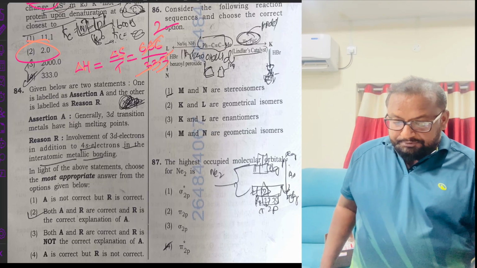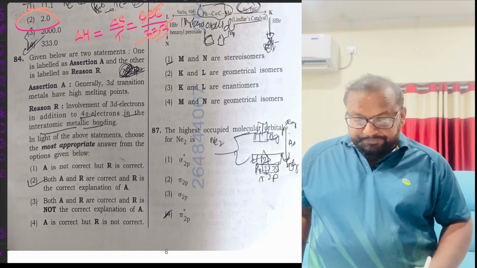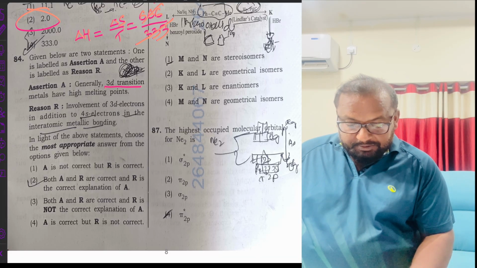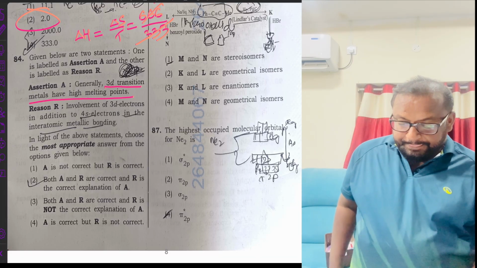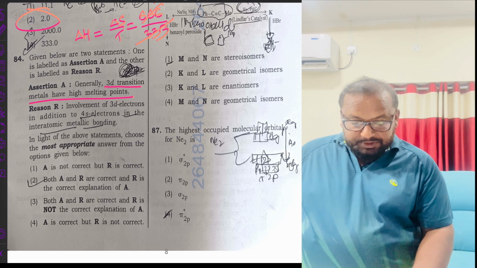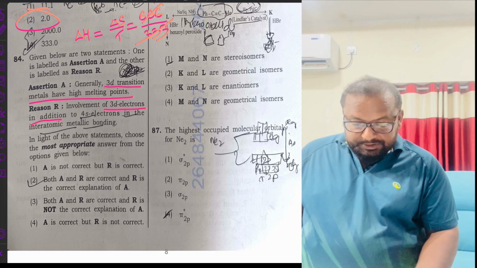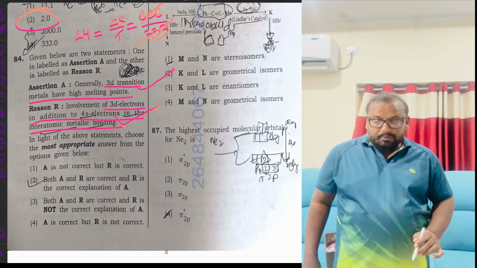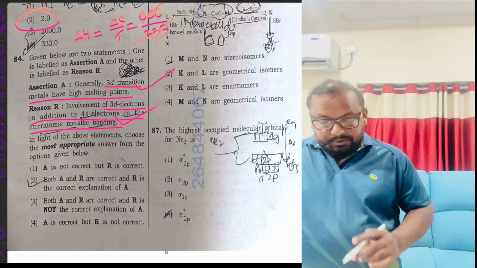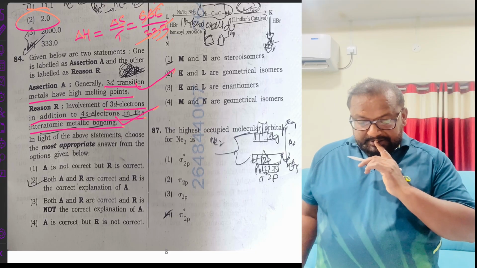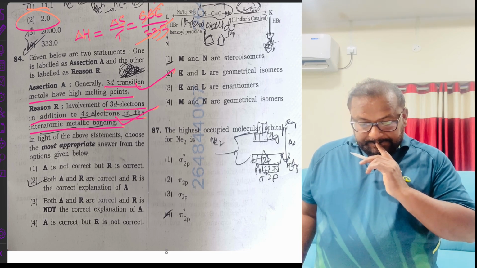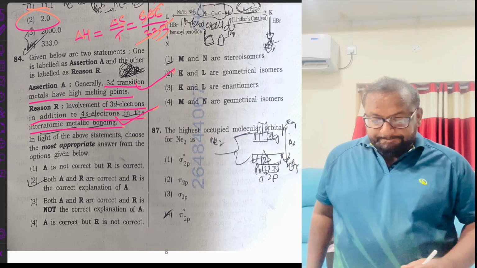Yeah, next 84. Two statements are given. Generally, 3D transition metals have high melting points, due to the involvement of 3D electrons in addition to 4s electrons in the metallic bond. Yeah, correct statement. Why is it so? The second statement, that the melting points of 3D transition metals have... is incorrect. This is incorrect.